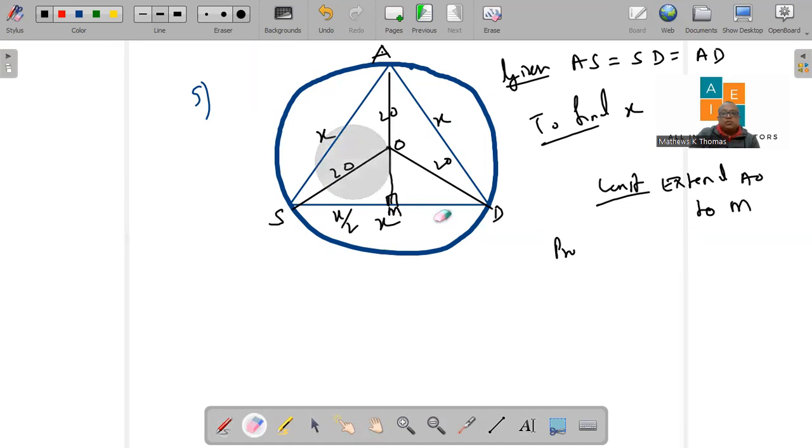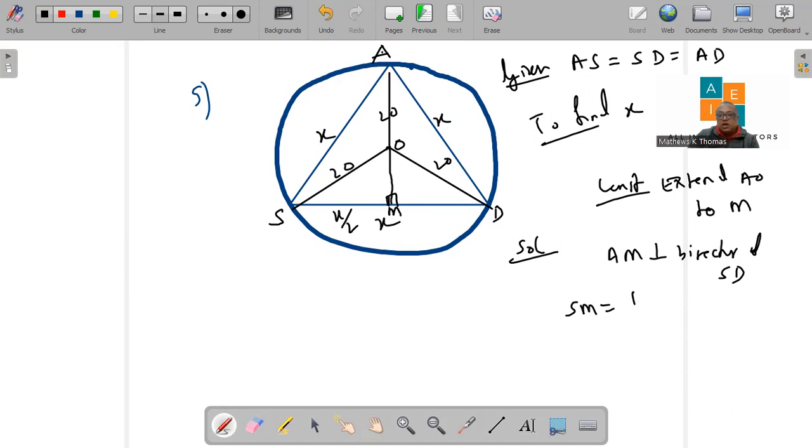So, solution: AM will become the perpendicular bisector of SD. By construction, when I'm extending this, since it's an equilateral triangle, the altitude also bisects the base. So here we can say that AM is the perpendicular bisector of SD. So SM will be half of x, or x by 2. We have represented this by x by 2.